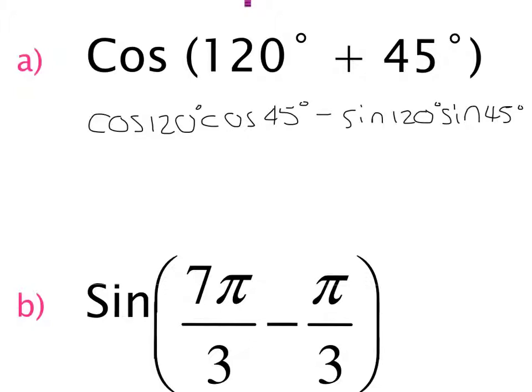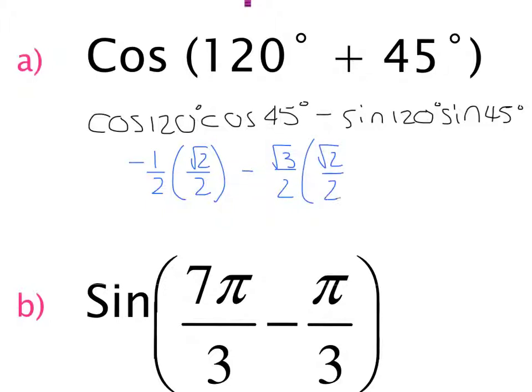Okay, so now we're looking at the unit circle and we're determining cosine at 120 degrees. That's negative a half. Cosine at 45 degrees is root 2 over 2. Sine at 120 degrees is root 3 over 2. And sine at 45 degrees is root 2 over 2. So our answer ends up being negative root 2 minus root 6 over 4.